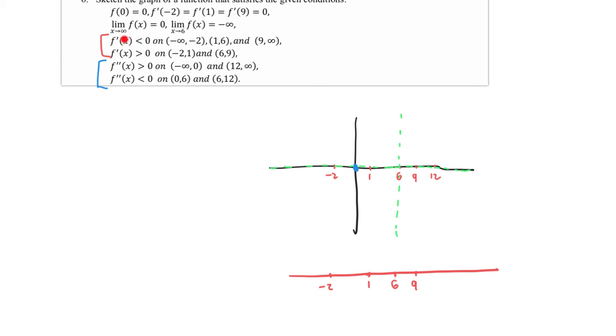Well, apparently the slope is negative. In other words, the graph is decreasing from negative infinity to -2. So that means that this is happening. It's also the case that it's decreasing from 1 to 6 and from 9 to infinity. So it's decreasing here and here. They also mention that the graph is increasing from -2 to 1 and from 6 to 9. So from -2 to 1, it's increasing, and from 6 to 9, it's increasing.